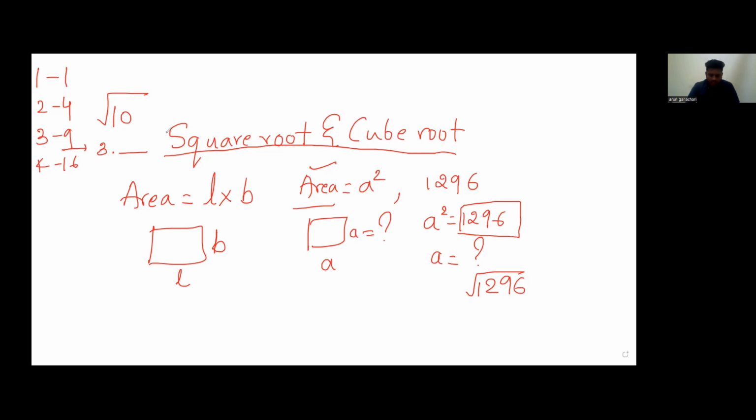Perfect square is a natural number whose square root is also a natural number. So a perfect square is that number whose square root is also a natural number.